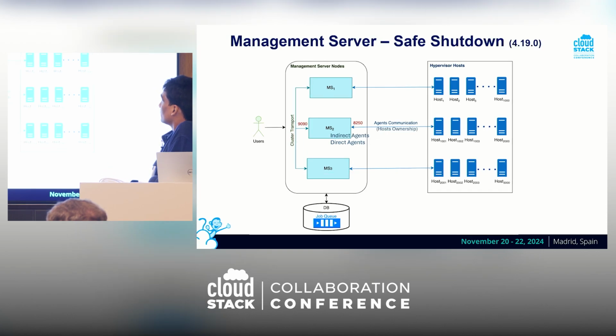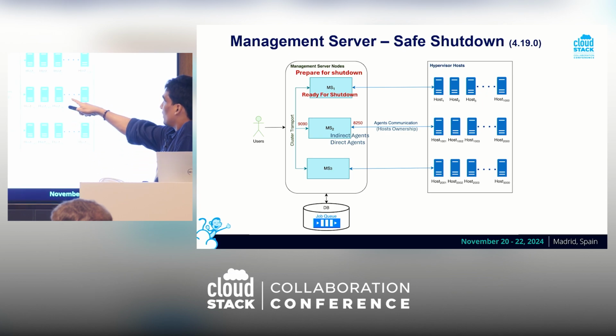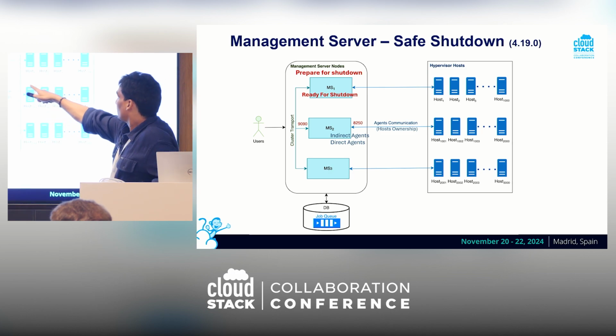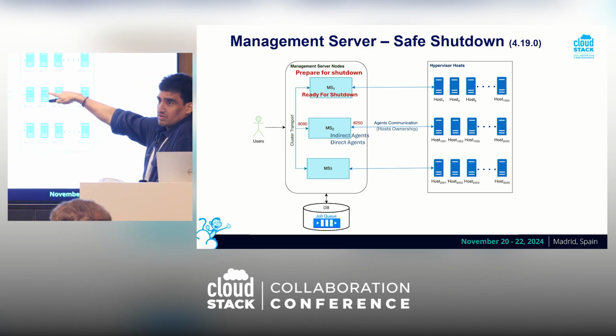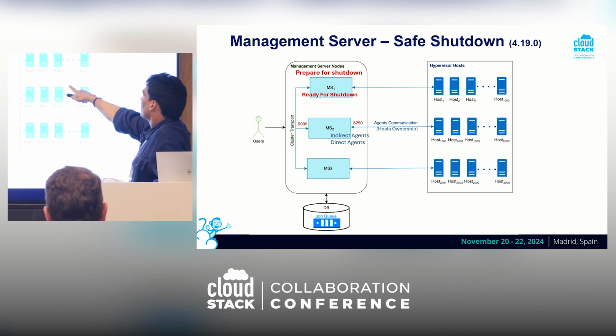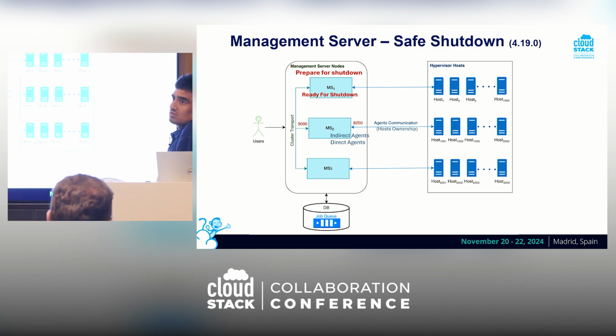So now coming to the safe shutdown. Say I triggered prepare for shutdown for MS1, and now all the pending jobs are done. It is in the ready for shutdown state. Still, MS1 owns hosts 1 to 1000. So any operations I do from MS3, MS2 or MS1, because I don't allow any new jobs in MS1, all the operations on hosts 1 to 1000 are blocked. I cannot do any operations because it still owns them.